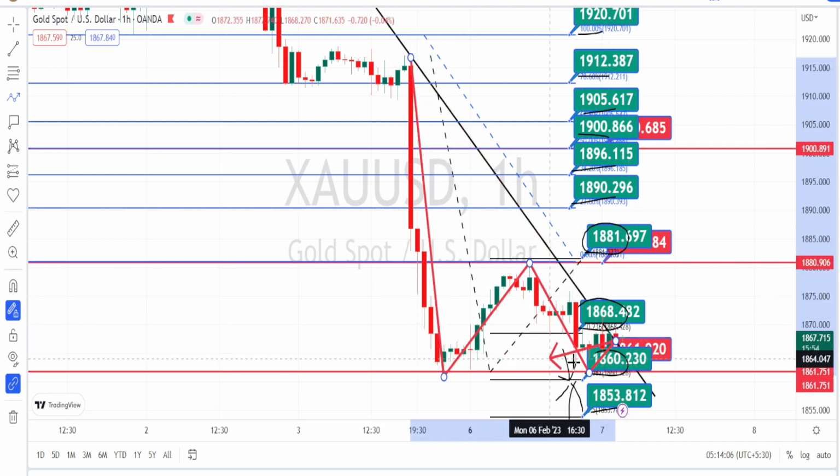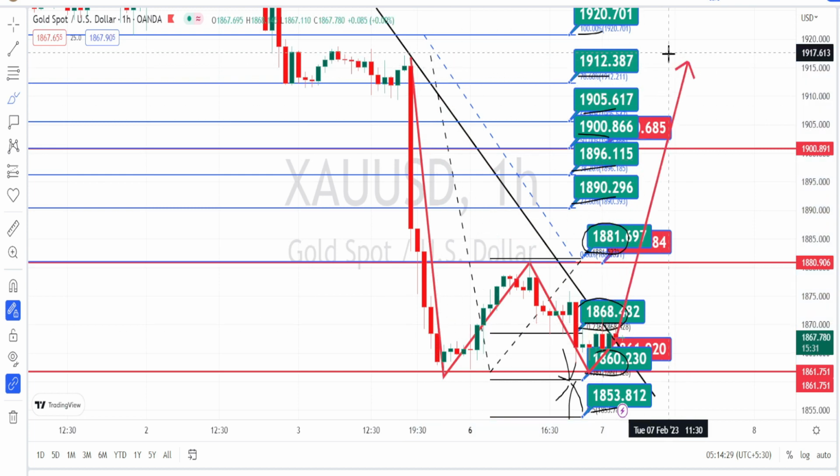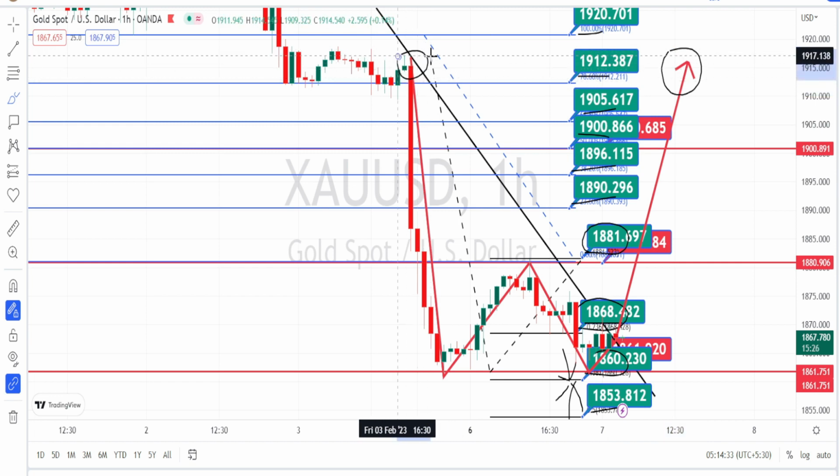It is also trying to form a double bottom pattern. If the price action breaks the neck level of 1881, we can expect it to retrace up to the resistance level of 1912, from where it started its bearish side retracement. But it will not be a bullish side trend reversal, it will only be a retracement.